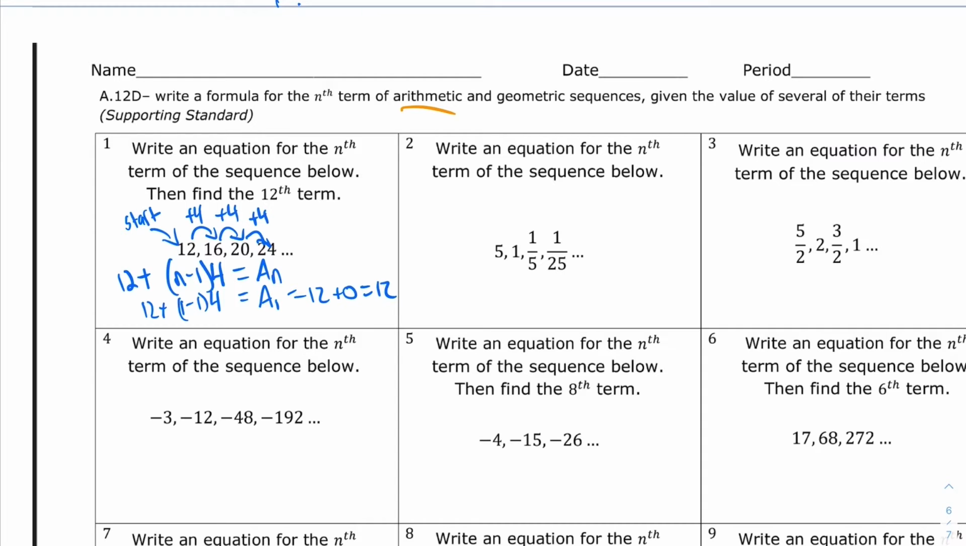We're going to look for how this is changing through multiplication. From the 5 to the 1 is a times 1/5. From 1 to 1/5 is a times 1/5. From 1/5 to 1/25 is a times 1/5 again. So we have this number 1/5 that happens over and over and over. And if you didn't understand how I just got that number, what I did is I took the next one and I divided it by the previous one.